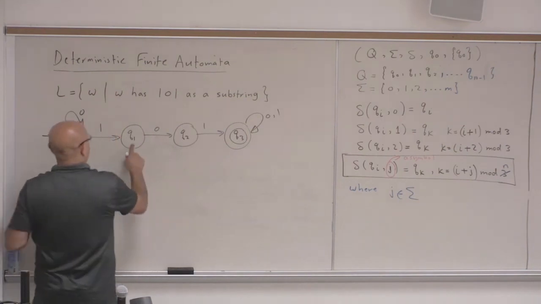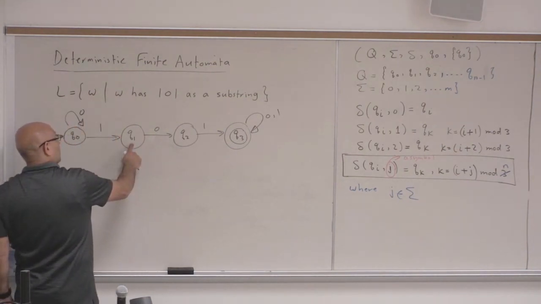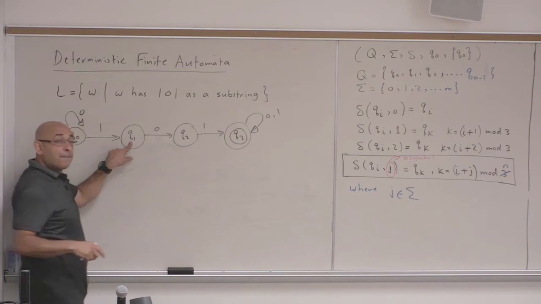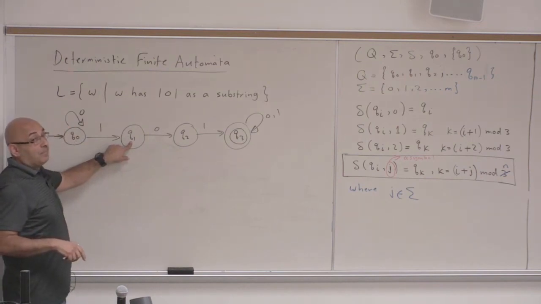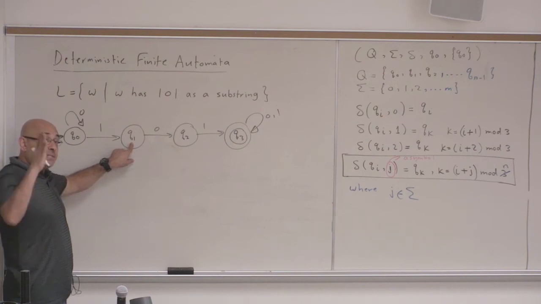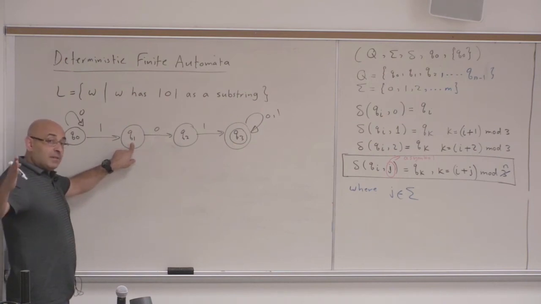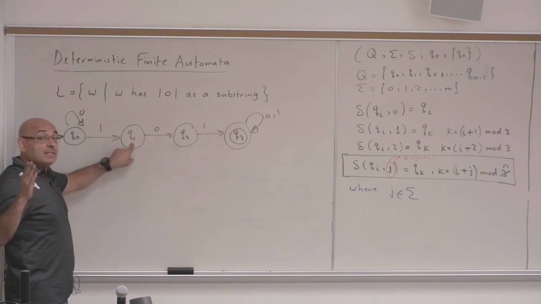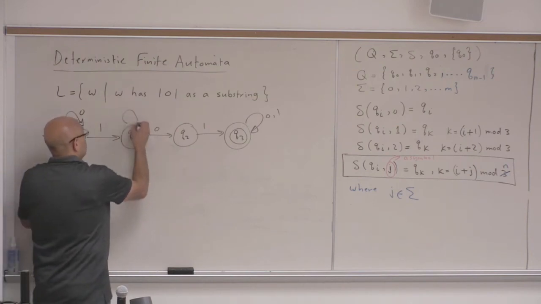What will happen if I get a 1 here? Do I go to Q0? No, I don't go to Q0, because if I get a 1, I have made at least one step towards the goal, right? The substring starts with a 1. So I stay here.